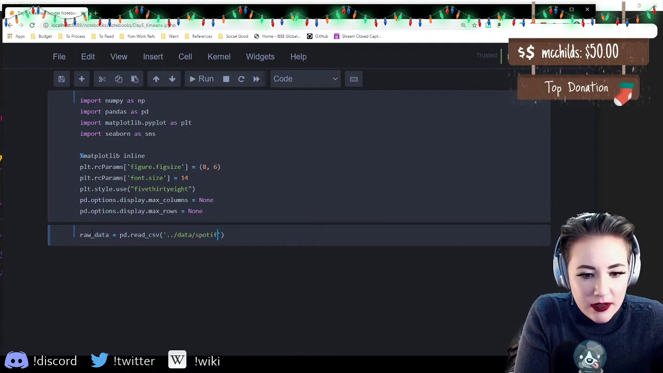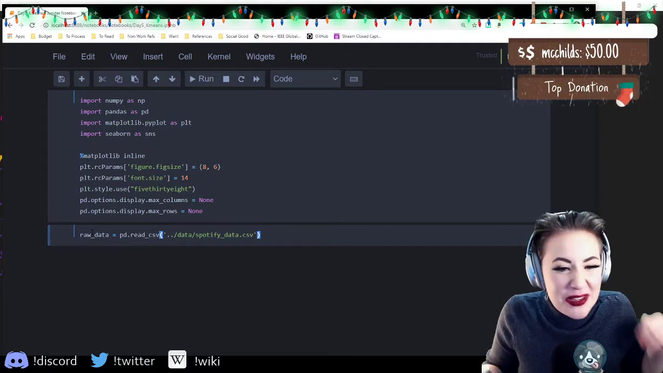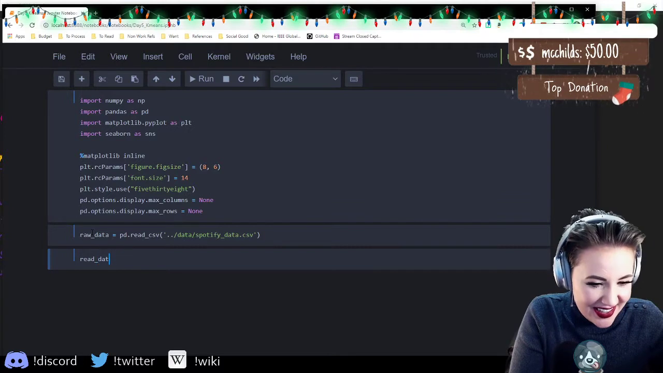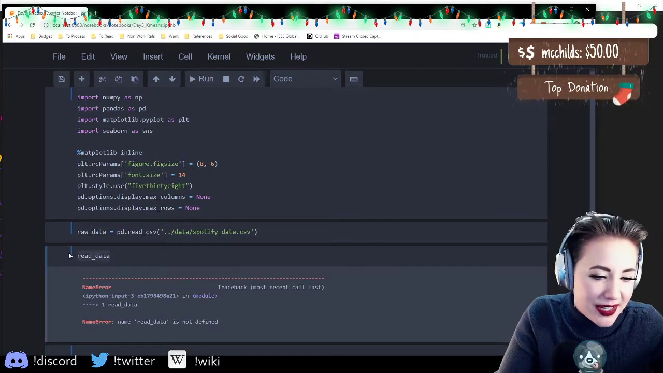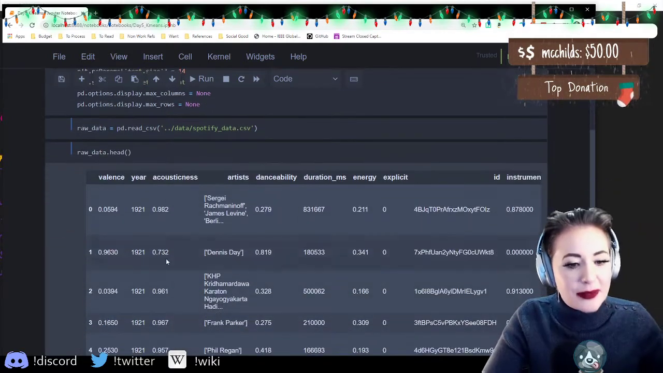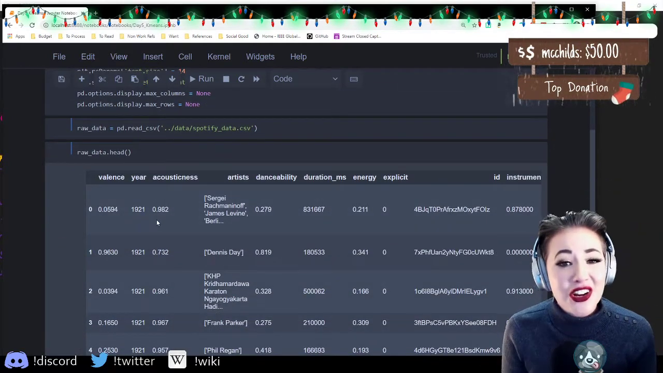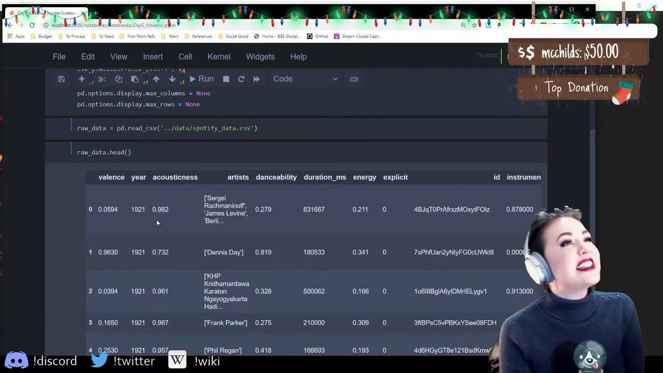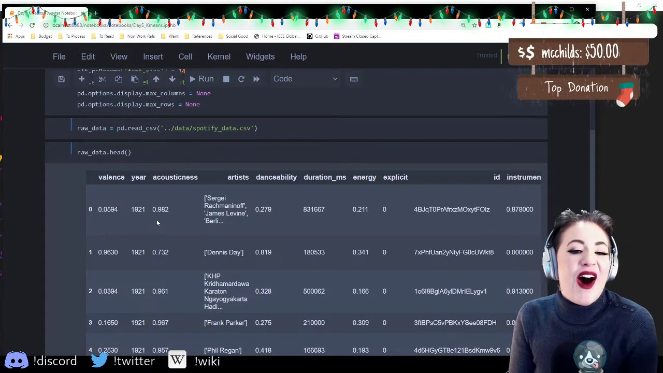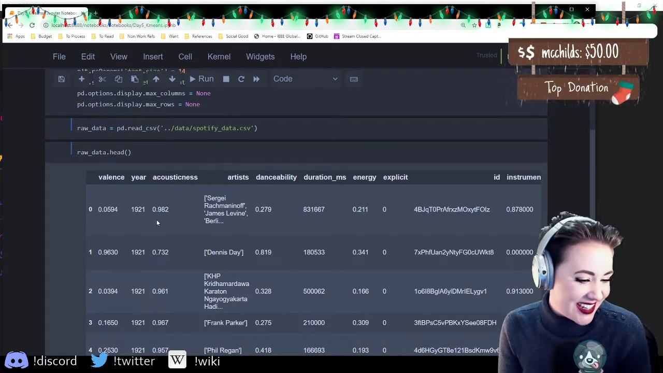What did I call it? Spotify data. Let's talk music, right? I thought that would be fun. So, this is like, what am I, read data. All right, so I have a data set of the songs on Spotify from the year 1921 to 2020. Aw, yeah, we've got some fun data for us tonight, right?